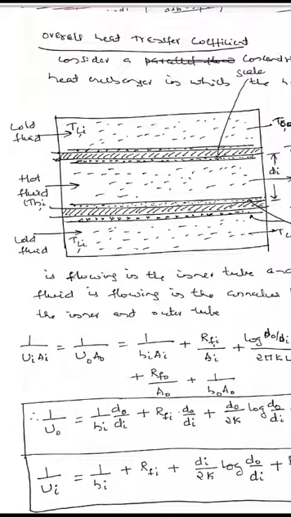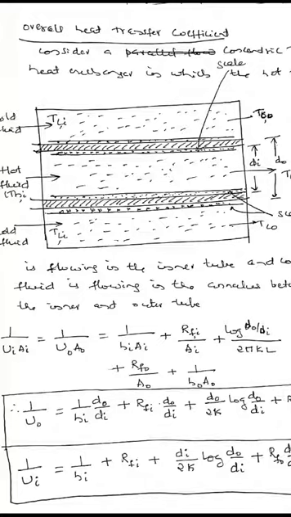Therefore, we can use a term, overall heat transfer coefficient, instead of h. We are using U. U is the overall heat transfer coefficient. Again, after continuous usage of the heat exchanger, dirt or scale is deposited on both inner and outer surfaces. This dirt or scale also offers a thermal resistance to heat flow, and this thermal resistance is taken into account by a term known as the fouling factor.